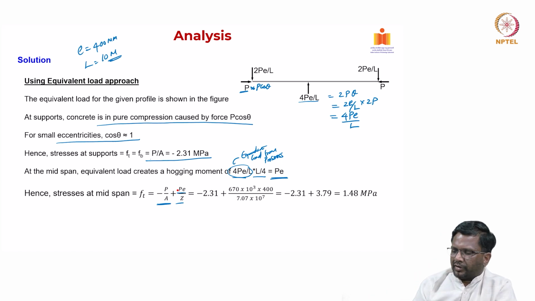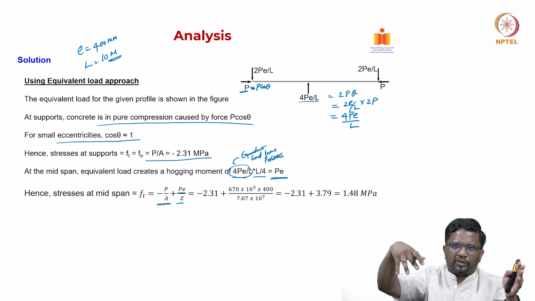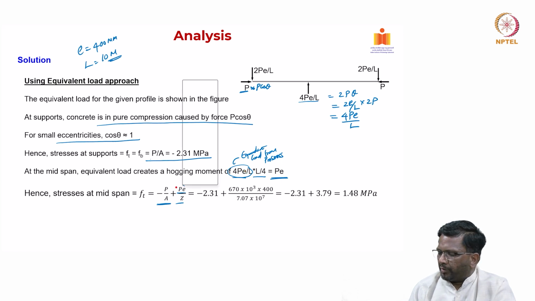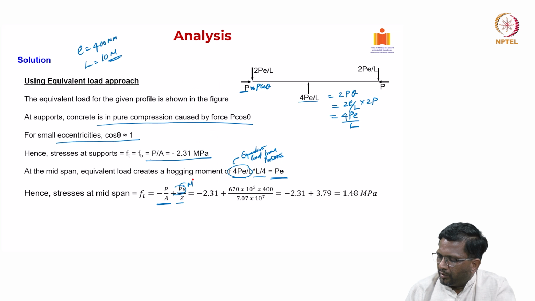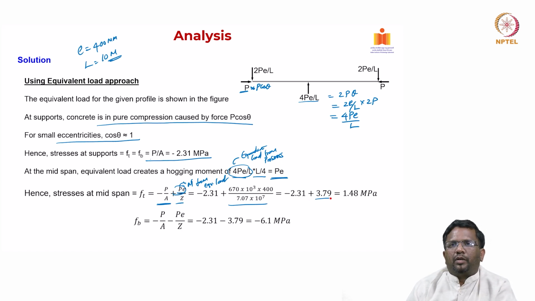So you consider only the beneficial effect of the horizontal component, and whatever moment is generated from the equivalent load. This is the moment from equivalent load, right. So we have calculated this is the moment from equivalent load, right. So you substitute these values, you get 1.48 megapascal. Now let us look at what is the stress at the bottom.